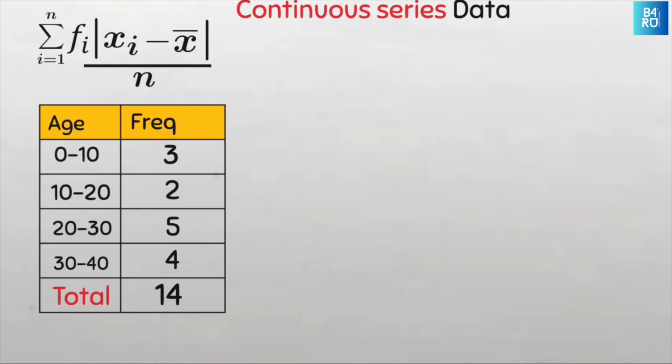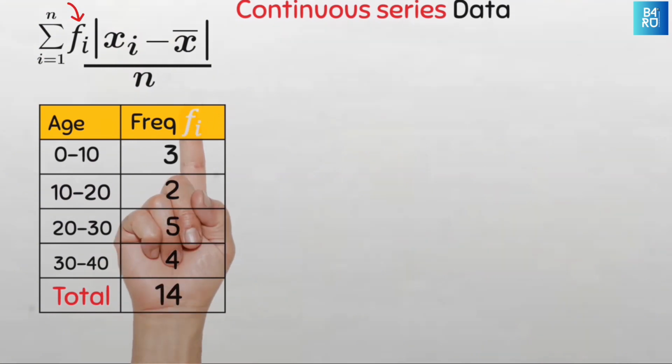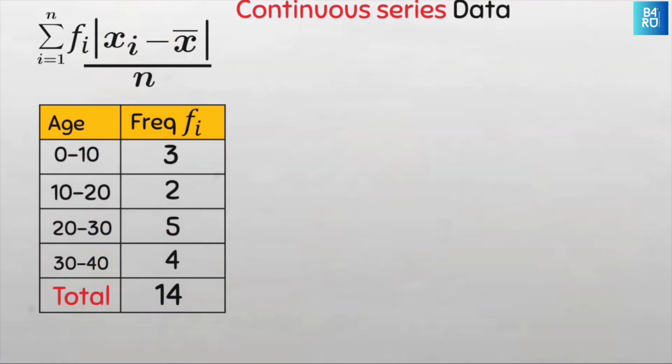notation. Let's start with the first element in the formula. That's the frequency. So we label this as f sub i. Our total number of children, which is the sum of all the frequencies, is 14. So our n is 14.